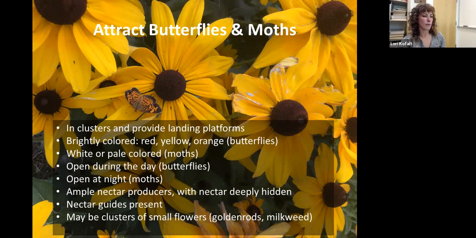Butterflies like flowers that are open during the day when they are foraging. Moths like ones that are open at night, as they're more nocturnal. Deeply hidden nectar. Again, they have those very long proboscises, and then have nectar guides present. And maybe, again, clusters of smaller flowers.